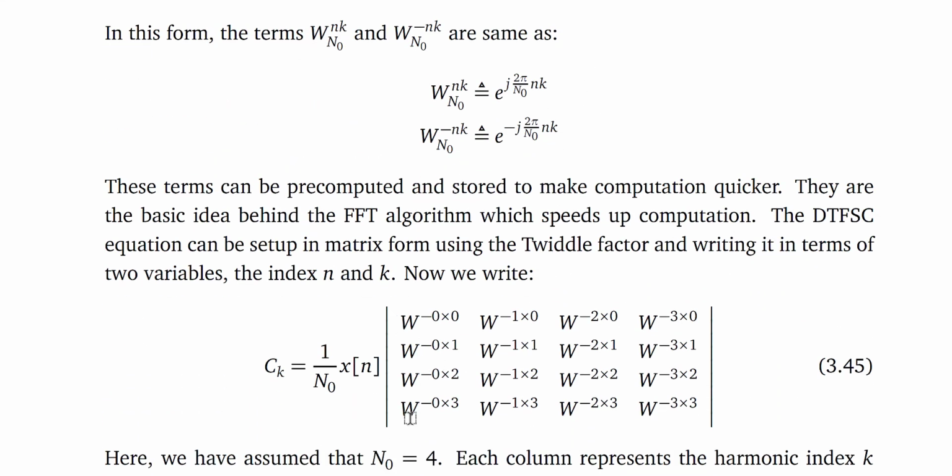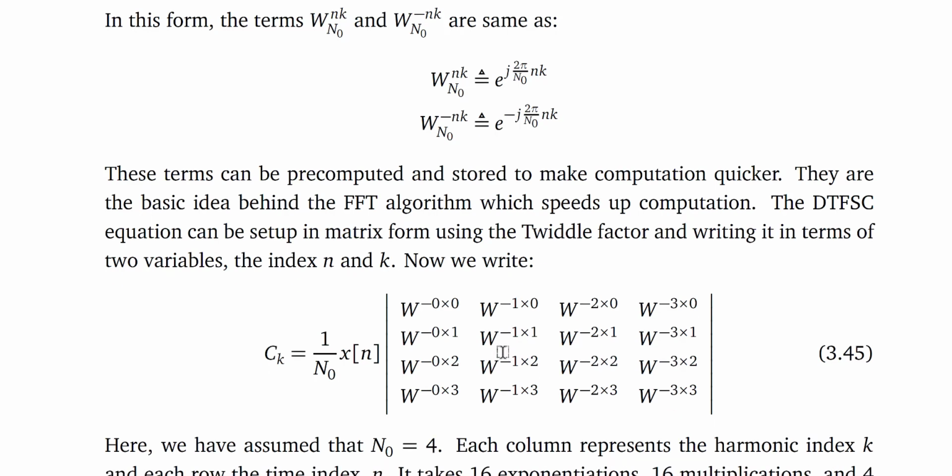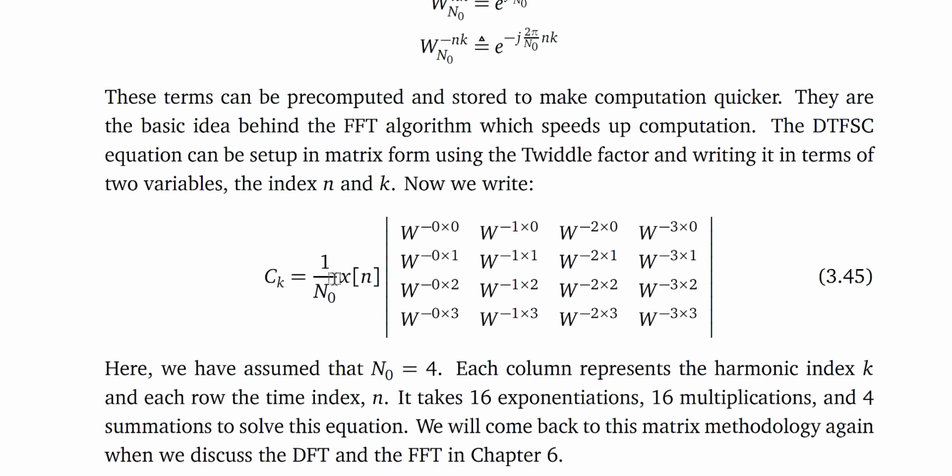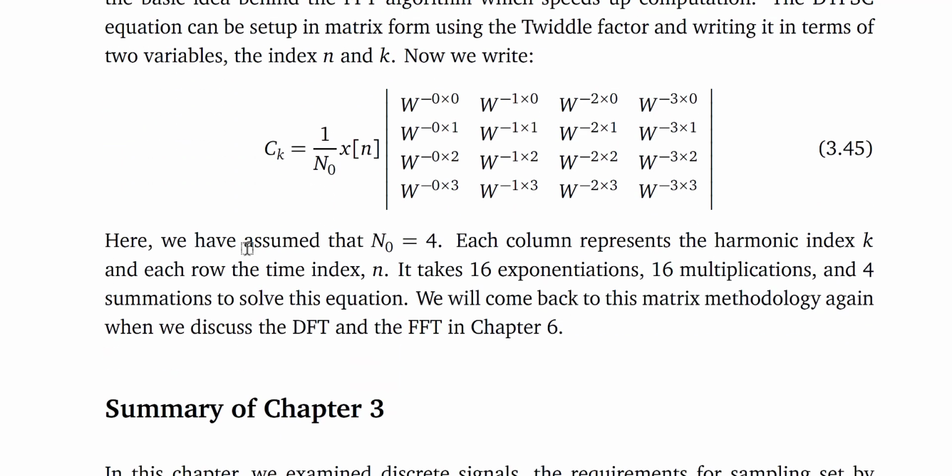So we can actually compute these and keep them in a table, and then when we are asked to compute the coefficient, all we do is pull out this matrix, which has already been pre-computed for a certain size, say 4 by 4, multiply it by x[n] and divide by N0, and we've got the coefficient. So this is a matrix method of computing discrete time Fourier series coefficients, and it is pretty much the same thing that's used in the DFT and subsequently in the FFT.